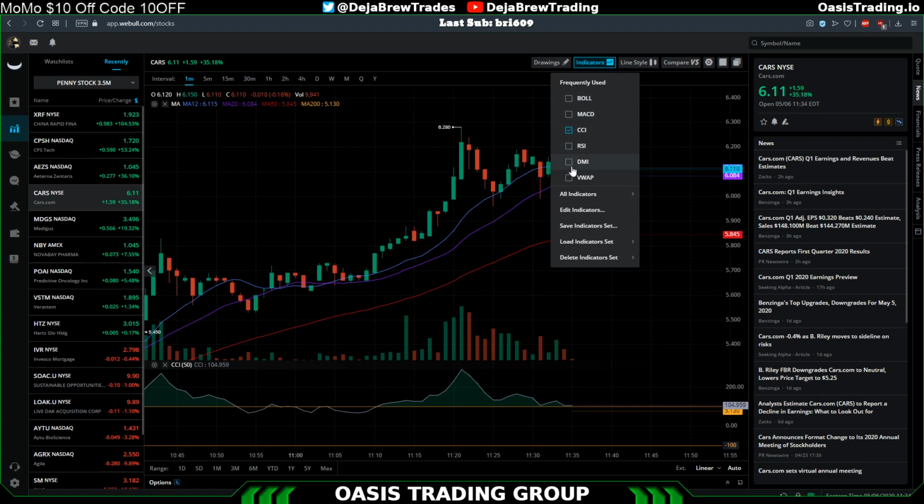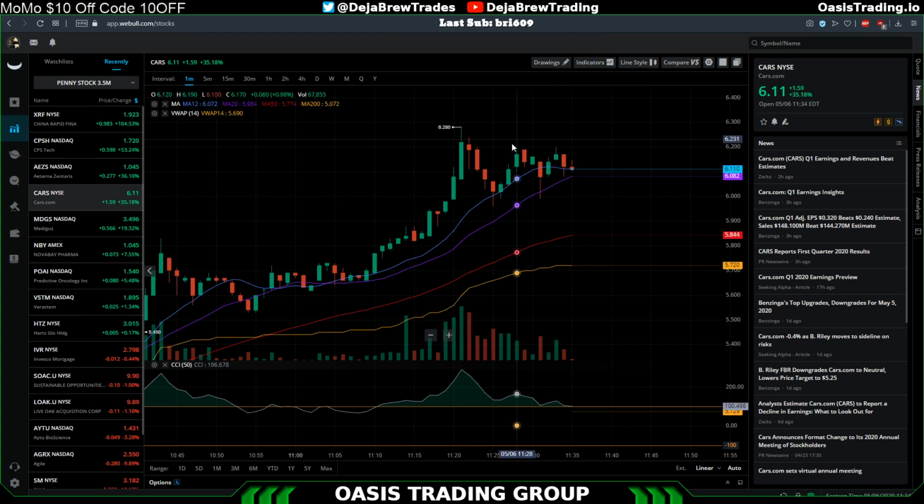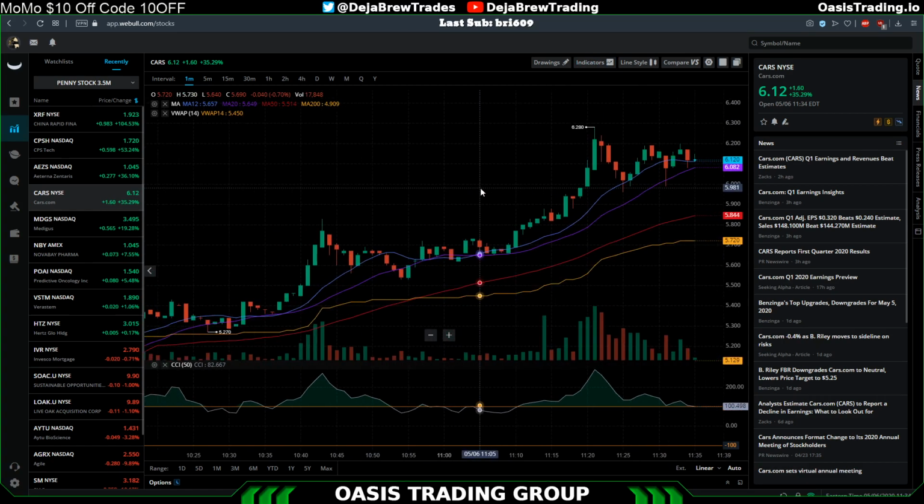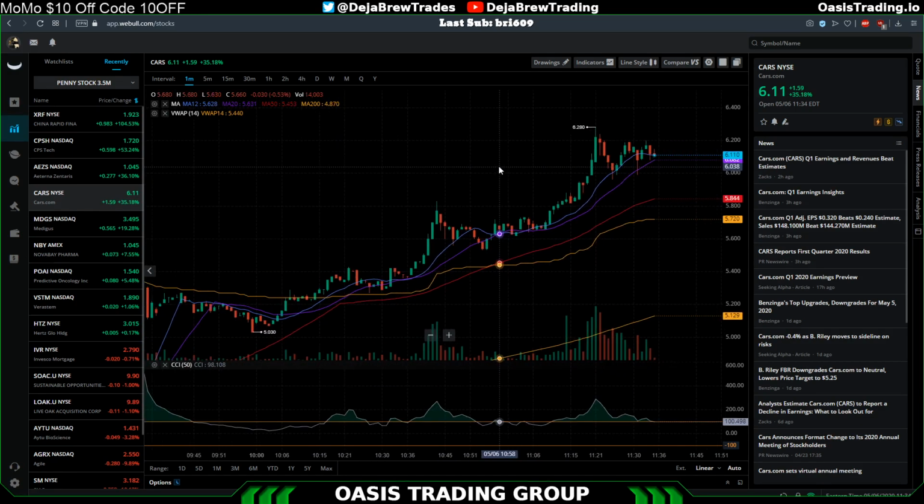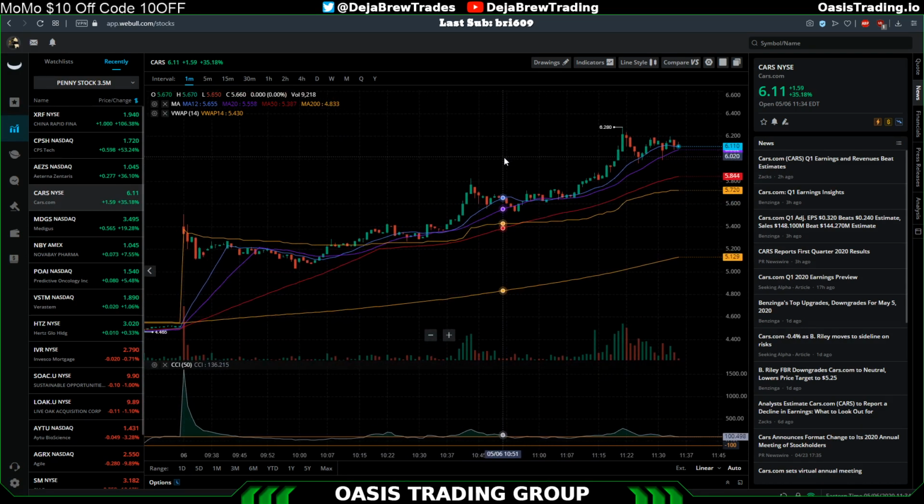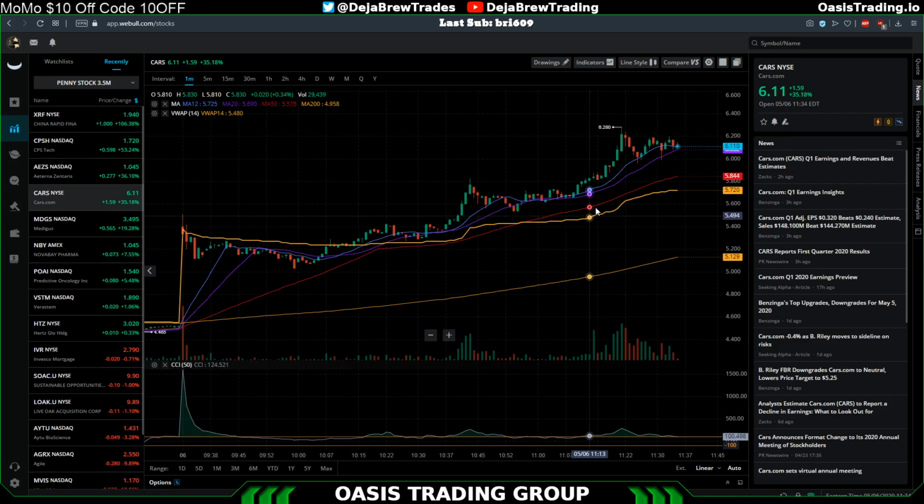Let's take a look at VWAP here. Where's VWAP? The VWAP is down at 570, so decent. It's still climbing. You're seeing a nice climb of VWAP here.